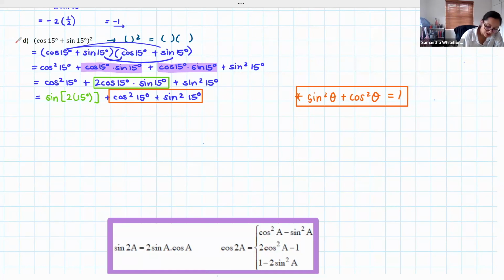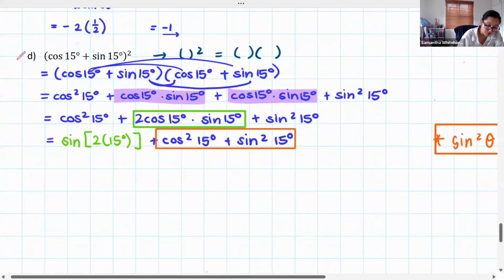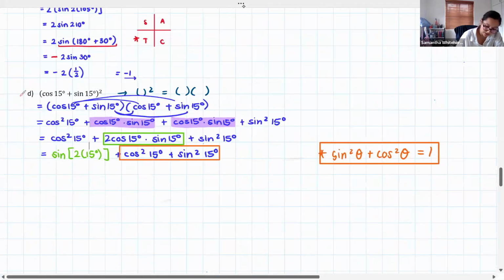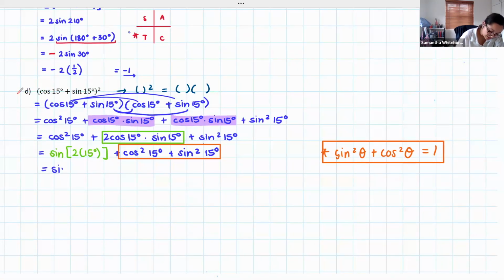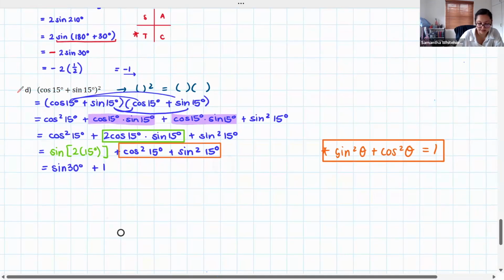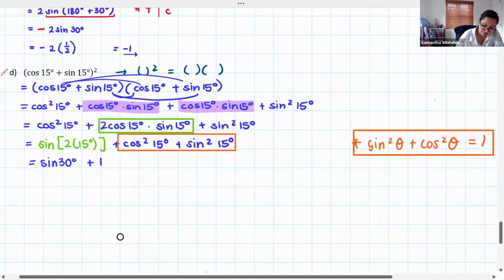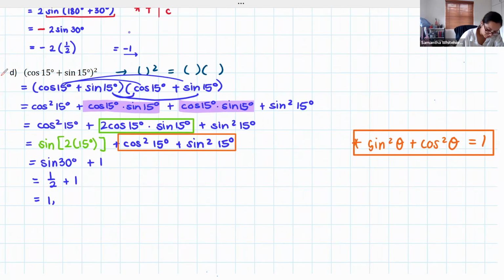So this whole cos squared 15 plus sine squared 15 is actually just 1. Let's do that. And so now we've got the double angle that we applied, which is just sine of 30 plus 1, because of all the identities that we've been able to apply here. So sine 30 is a half plus 1, which gives us 1.5. However you choose to write it, I would probably write it as an improper fraction, but any of those forms of the answer is absolutely fine. It doesn't really make a difference.